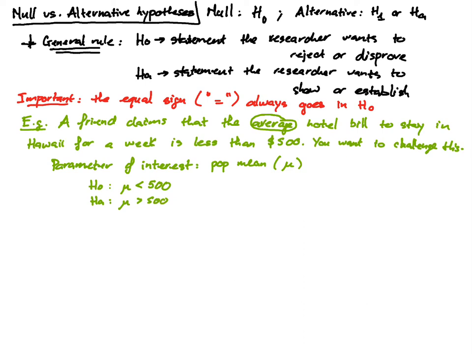Now remember that the equal sign always goes in the null. And so all you have to do now is to plug the equal sign in here, and you're going to have your null hypothesis and your alternative hypothesis.